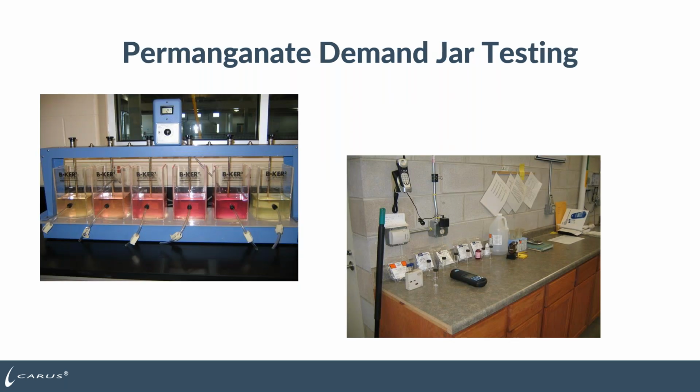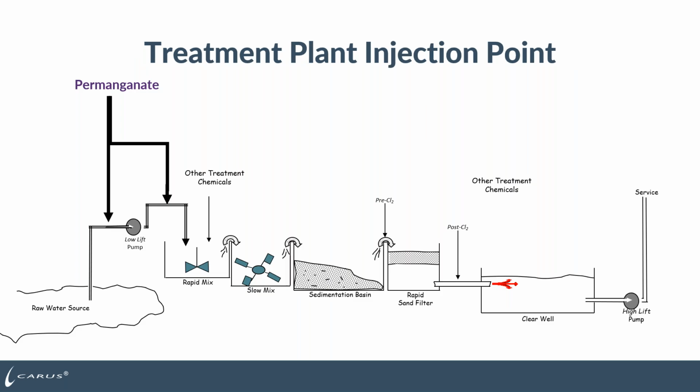So you've decided or you want to attempt to use permanganate for disinfection byproducts. Well, what would be the first thing that you would do? The first thing you want to do is a jar test to determine how much permanganate you're going to feed at your plant, because that's going to determine how well permanganate is going to work.